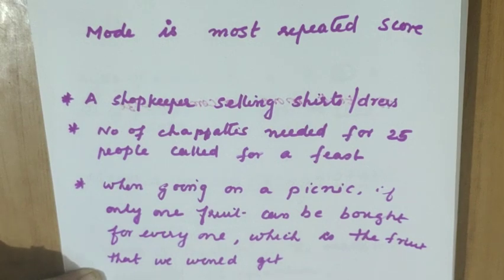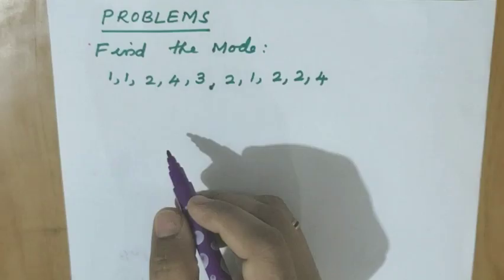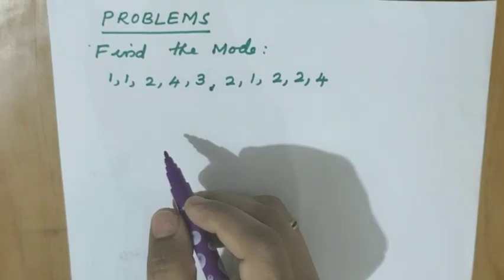All these ideas are based on the mode only. Mode is another good measure of central tendency, like mean and median. In certain situations we have to depend on mode only. Mode is also a good measure, but it has certain limitations compared to mean and median. Now you have to do some problems.